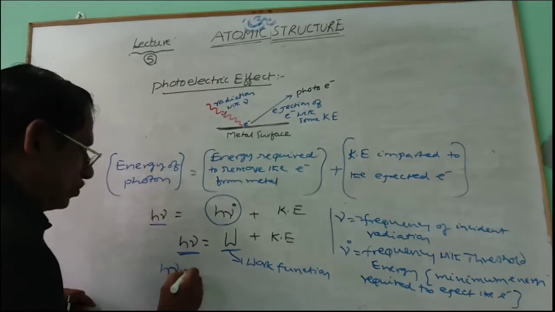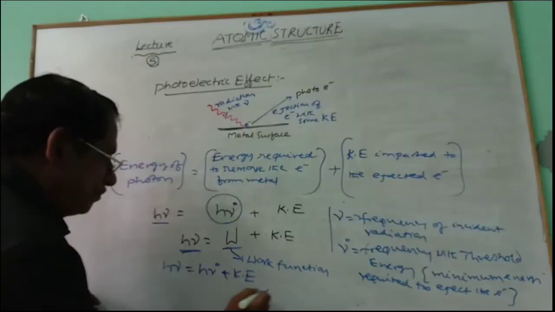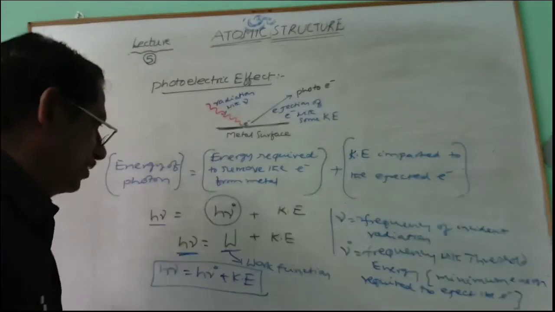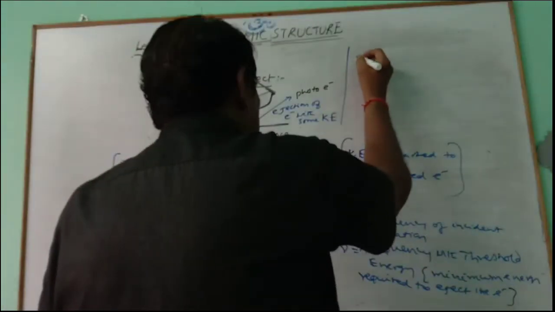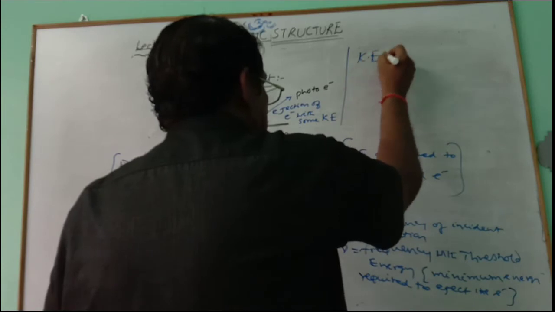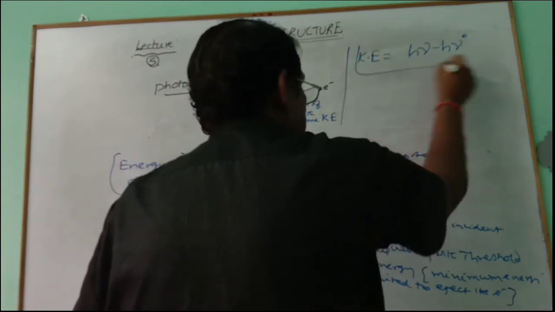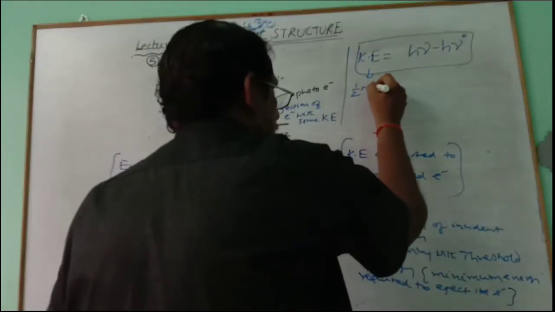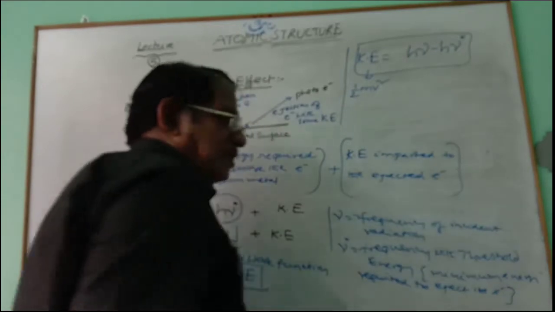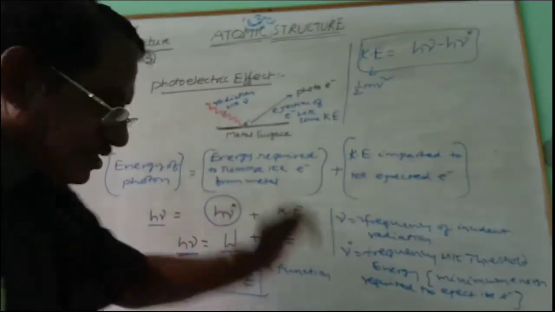Once again I can write h nu is equal to h nu naught plus kinetic energy. Kinetic energy is half m v squared, and therefore we can write KE is equal to h nu minus h nu naught. KE is equal to half m v squared, where v is the velocity of the electron and m is the mass of the electron. So this is the photoelectric effect.